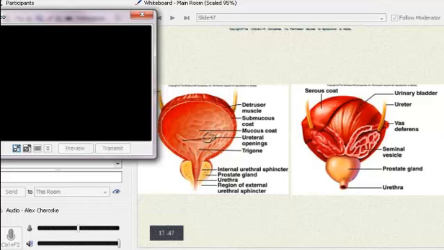So here's that triangular area like I was talking about, right? The trigone right there. So you can see it's made by the opening of the ureters and the draining of the urethra down below. Now, here's a good question for you. So we see the bladder here, and we see the ureter coming down. And here's the urethra draining the bladder. So is this a male or female urinary system? It's a male urinary system. Why? Because there's a prostate gland right there.